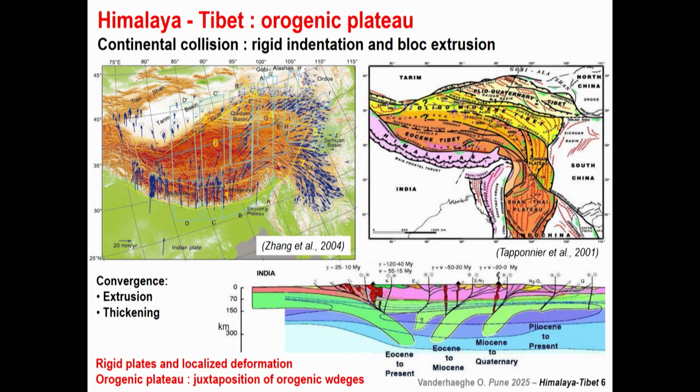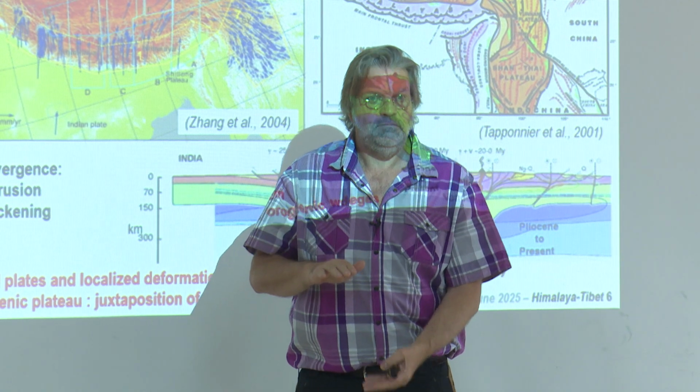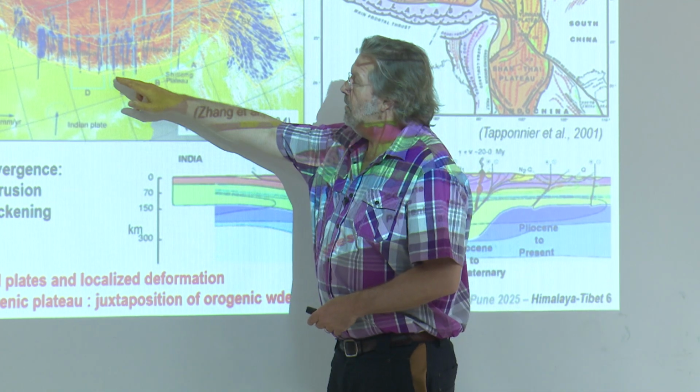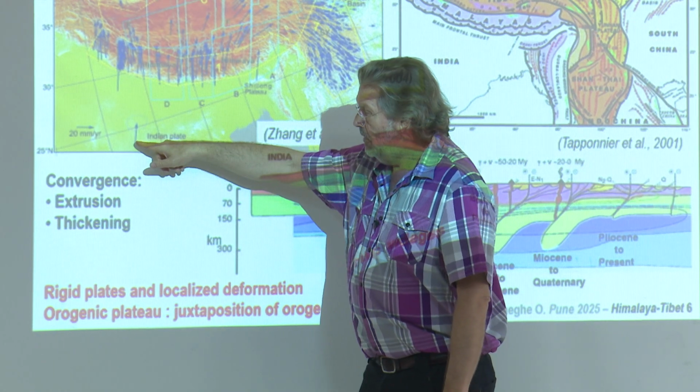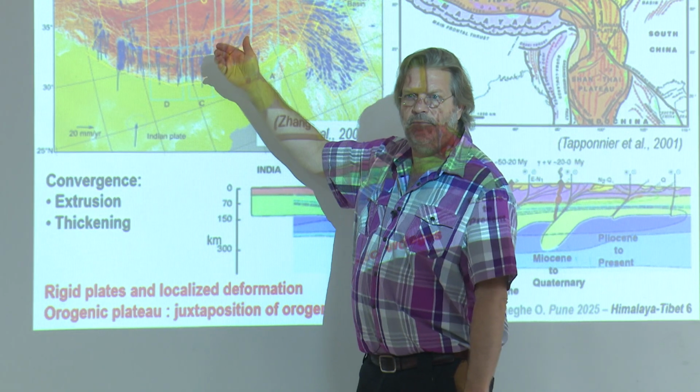Thickening. That's it. So horizontal shortening in terms of deformation, vertical thickening, compression. So you see indirectly vertical motion here. And crustal thickening should then be followed by isostasy, topography. So we have here a good correlation between the displacement field, kinematics, deformation, and topography.